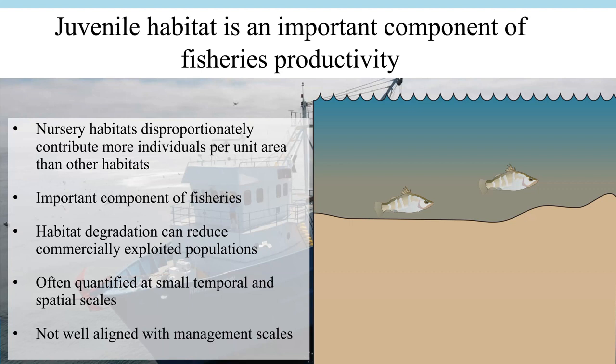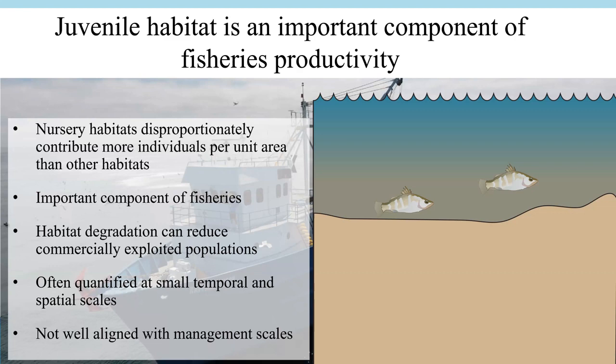there are processes that unfold at very small spatial and temporal scales, which might not scale up to the population. And so both high level population level modeling of habitat as well as small scale habitat modeling are vital in terms of generalizing the nursery inference that we can make with respect to how these habitats influence populations.